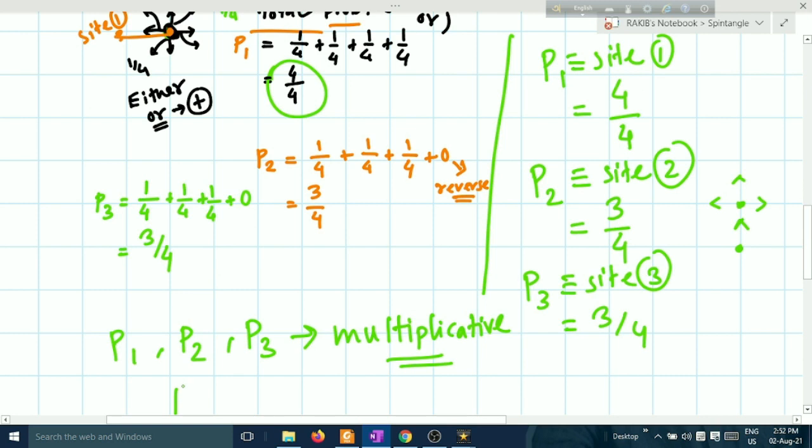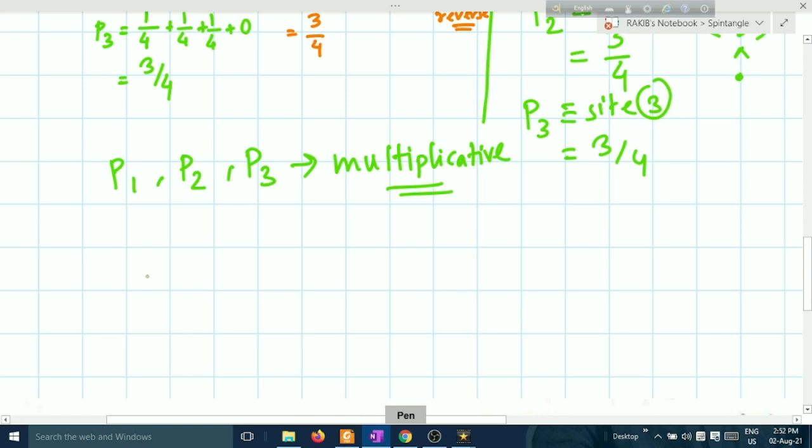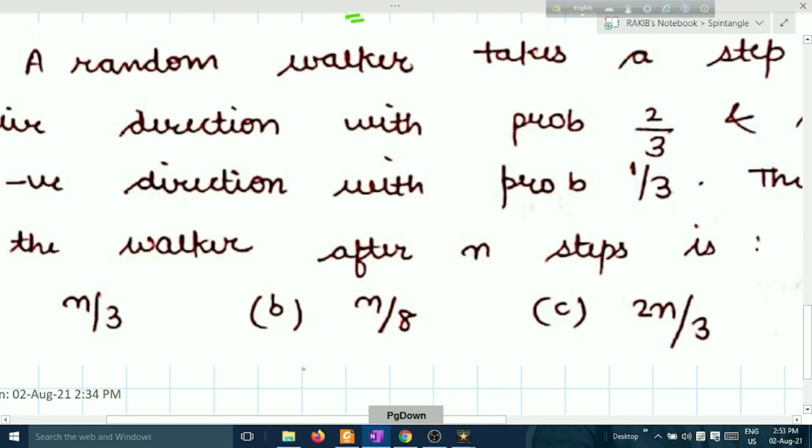Total probability will be what? Total probability P is equal to the product, i equals 1 to n, of Pi. This means P1 times P2 times P3 times P4 and so on. We have only 3 sites, therefore we will take only the first 3: P1, P2, P3. How much are P1, P2, P3?